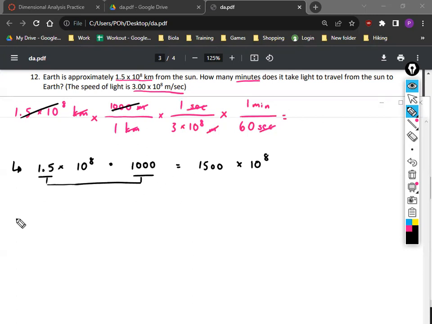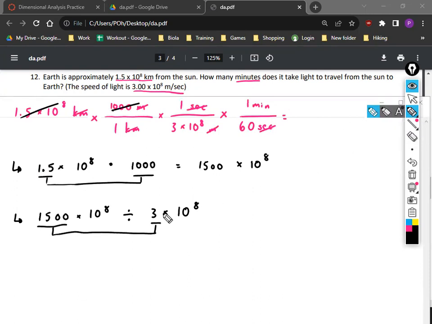Okay. Next, we're going to take that number and divide it by 3 times 10 to the 8. So we're going to do 1,500 times 10 to the 8 divided by 3 times 10 to the 8. Again, we start by doing the operation with the normal numbers. So we take 1,500 and divide it by 3, and you'll get 500. Okay, so far so good?